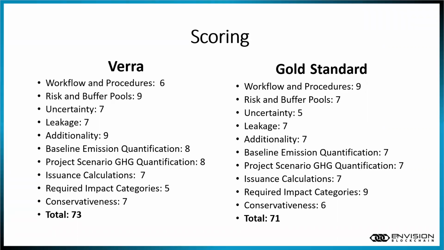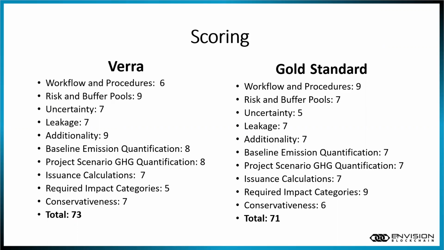For baseline emission quantification, Verra quantifies the baseline based on estimated vegetative stocking and actual monitored data, and Gold Standard uses defaults. For the project scenario greenhouse gas quantifications, the approaches are very similar, but Gold Standard calculates emissions from N fertilizers based on the amount of fertilizer and default emissions factors and does not differentiate between organic and synthetic fertilizer, while Verra actually calculates emissions based on specific N content and mass of both organic and synthetic fertilizers.